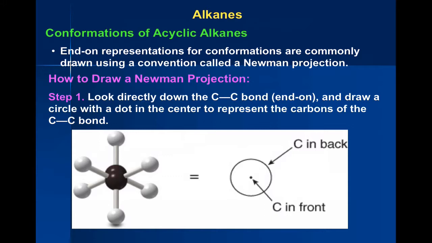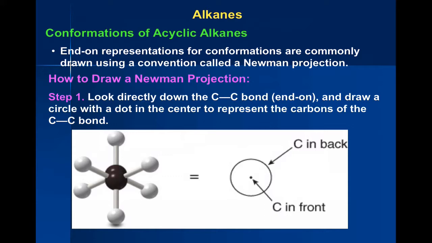And we have to have a way of representing how we're looking at it. So I'm looking at this particular carbon. That's going to be the carbon that's in front, right? This carbon is behind me. It's the carbon in back. And the way that we represent that on a two-dimensional surface is with a dot and a circle. The circle represents the carbon that's away from me. It's the one in the back. The dot is the carbon that's right in front of me, right?